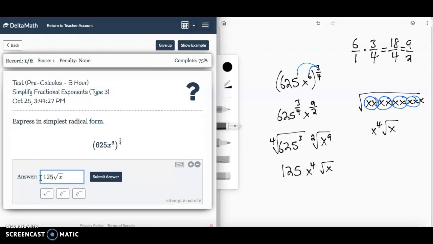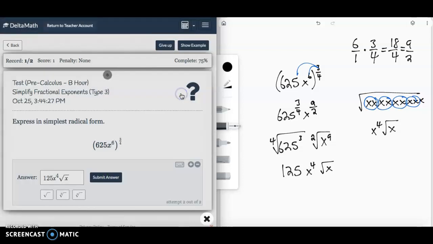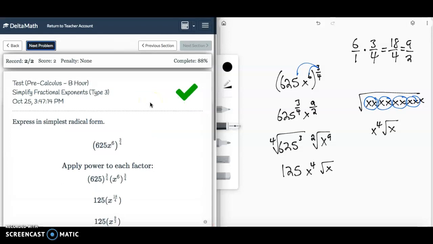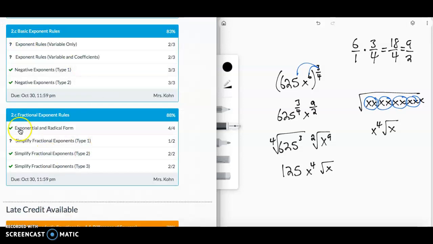But you can use those skills as well. And if you run into some extra hard problems that you can't do, just let me know or send me a screenshot of the problem and I'll help work it out with you, okay? Awesome. All right, so that is this DeltaMath assignment for fractional exponent rules. Let me know if you have questions.